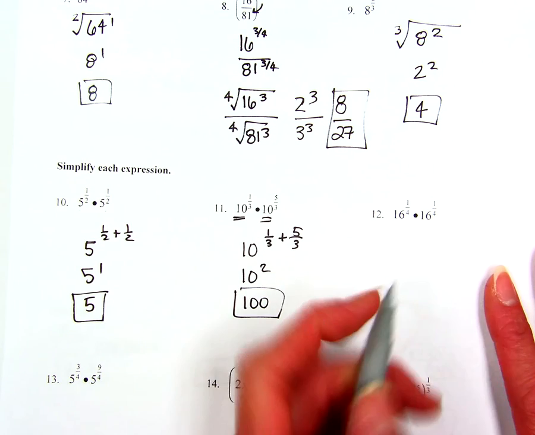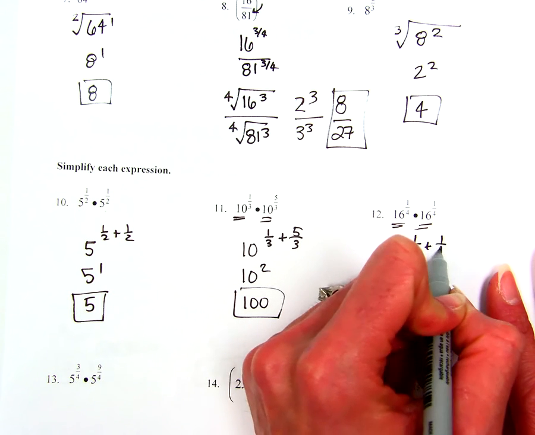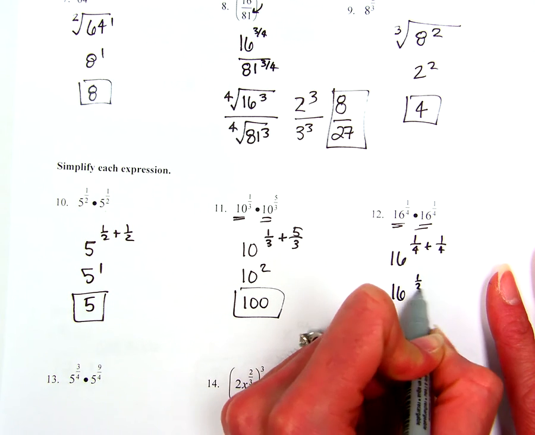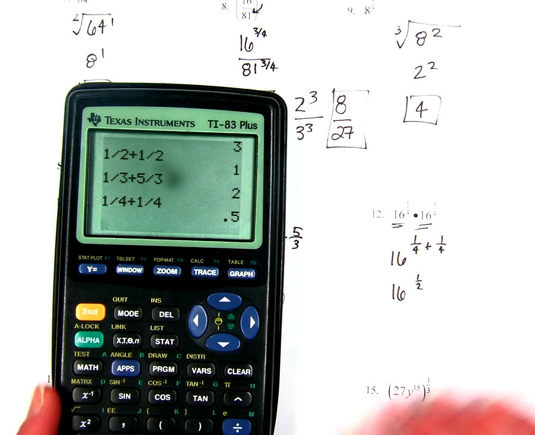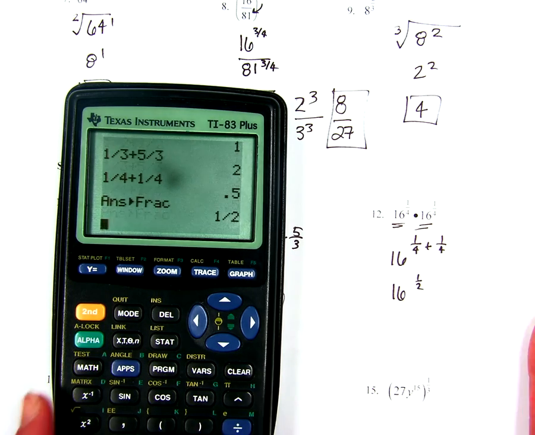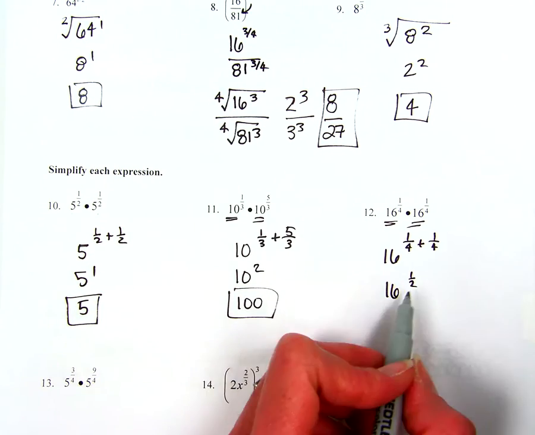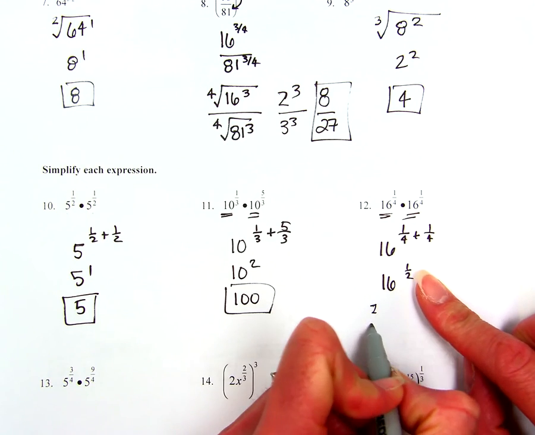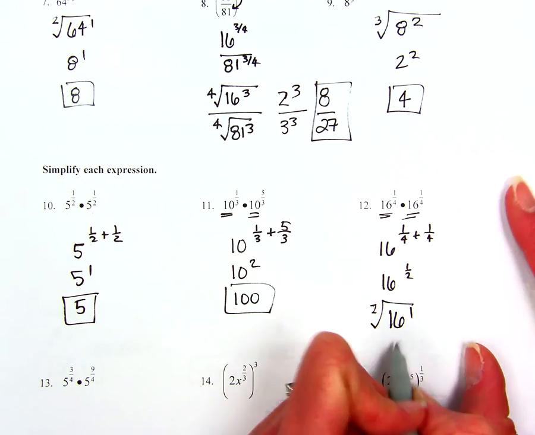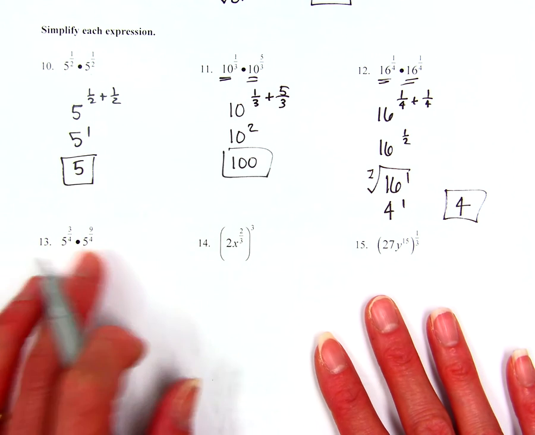All right, in this one, we have 16 as my base, so keep that the same, and you're going to do 1/4 plus 1/4, which is going to give you 1/2. All right, you can verify that. If you get a decimal, you change it to a fraction, so that's 1/2. Now this didn't turn out to be a whole number, so let's convert this to radical form, just like we did over here. So we have the square root of 16 to the first. Square root of 16 is 4, and 4 to the first, anything to the first power is just that number, so you get 4.